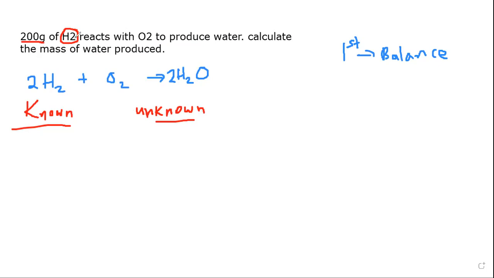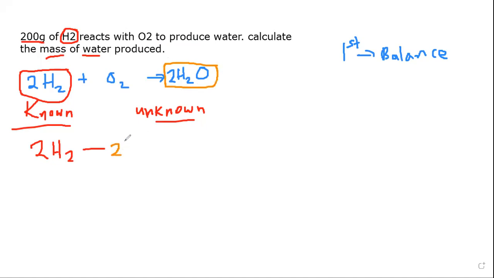When you look at this question, the known is hydrogen. How are you going to pick the hydrogen? You pick hydrogen the way it is, together with its coefficient, as 2H2. Then this will be equated to the unknown. Which one is the unknown? What you're calculating is the mass of water. Therefore, you pick water the way it is, together with its coefficient, 2H2O.